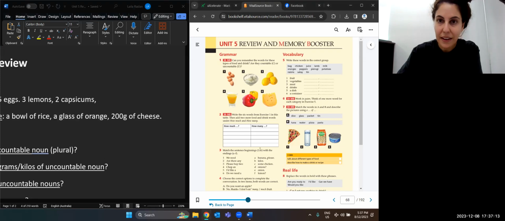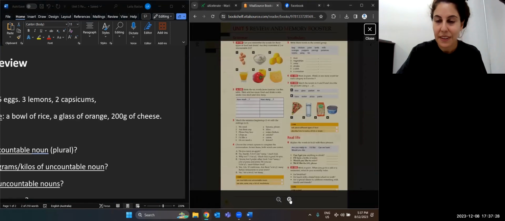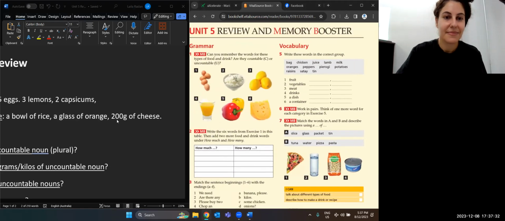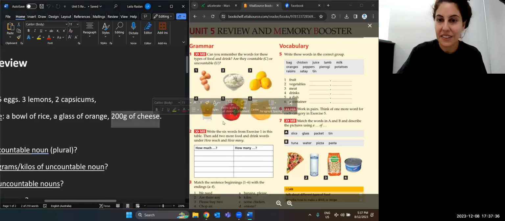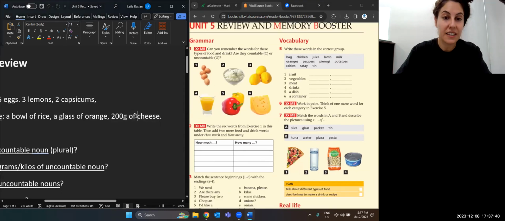Okay, how about if I say capsicum? It's countable. 1 capsicum, 2 capsicum, 3 capsicum, 4 capsicum. It's countable. And if I say cheese, uncountable. For example, that is 200 grams of cheese or a block of cheese.